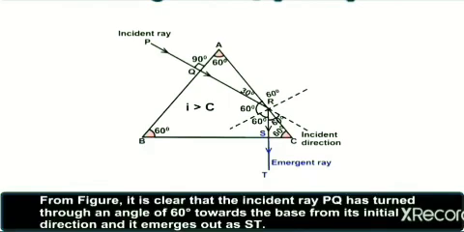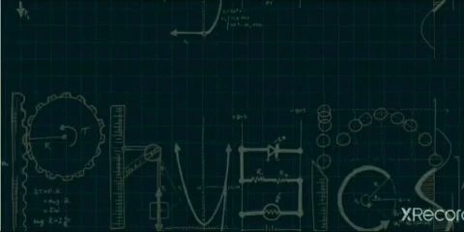From figure, it is clear that the incident ray PQ has turned through an angle of 60 degrees towards the base from its initial direction, and it emerges out as ST. 3. Total internal reflection and refraction of light through a 30 degrees, 90 degrees, 60 degrees prism, or right-angled prism.